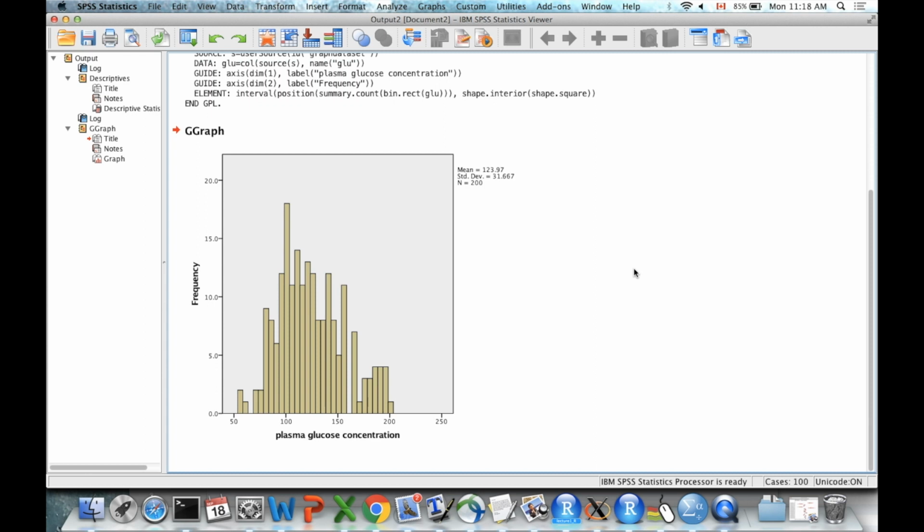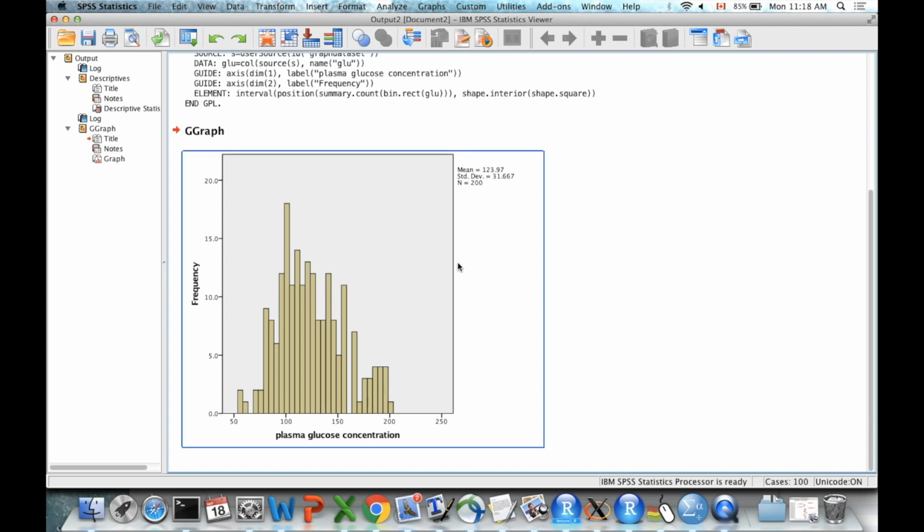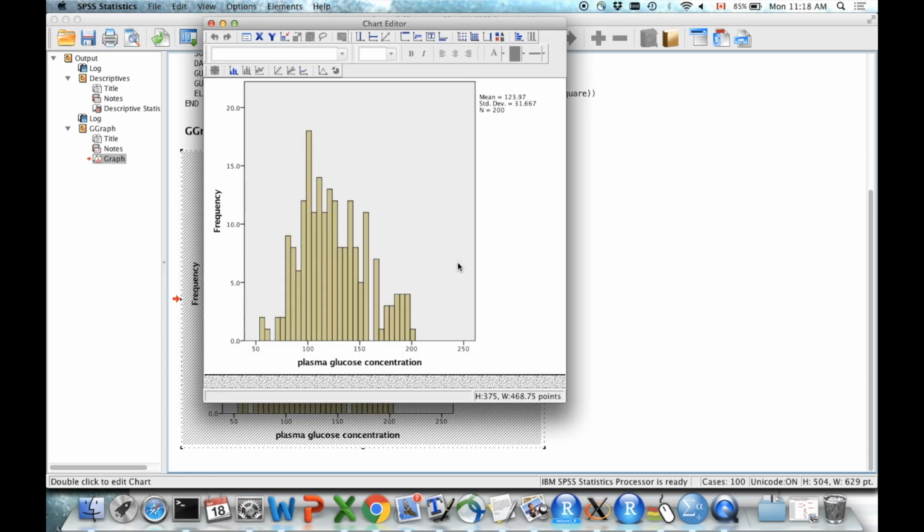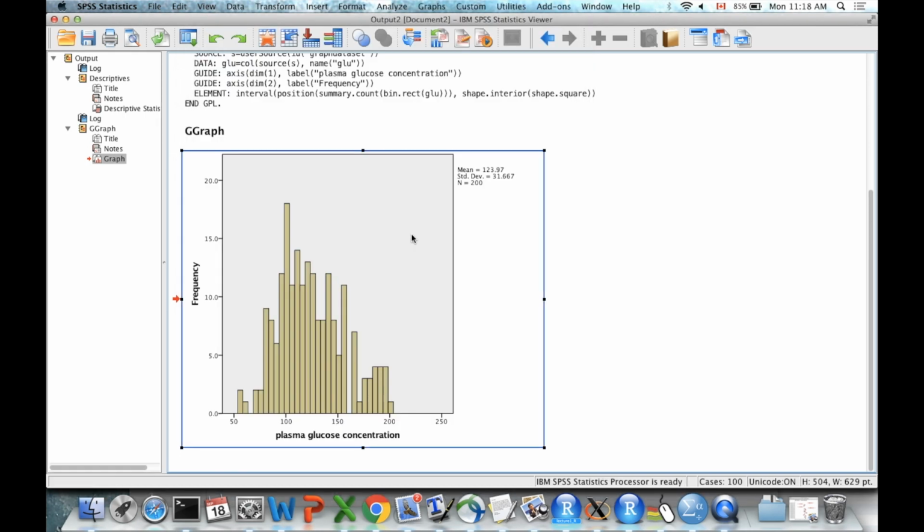Very, very easy. Once you have something like that, you can actually double click on this, and it's going to open an editor where you can then go in and edit the histogram as you'd like. Because of course the way it outputs by default is usually not publication ready, so you might have to do some additional tinkering around with that sort of thing, but it's generally not that difficult.